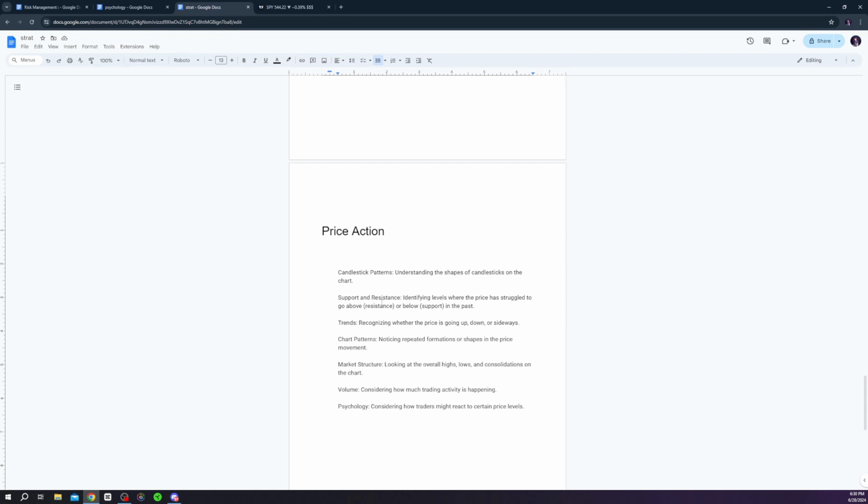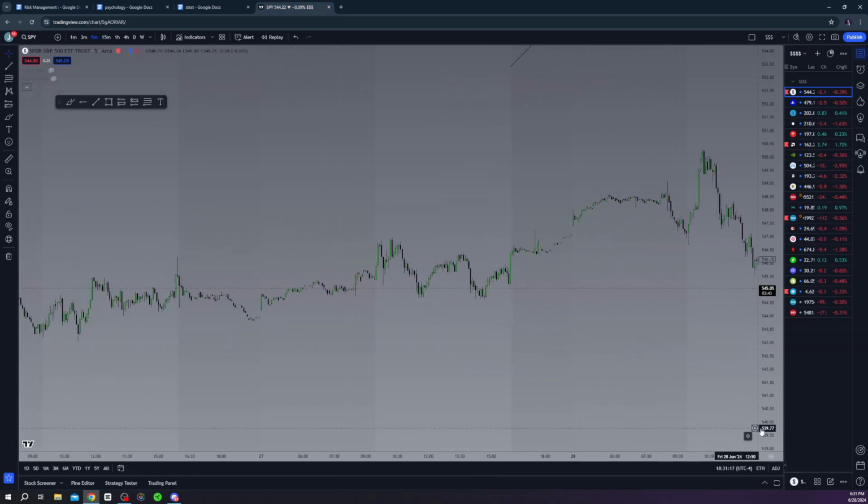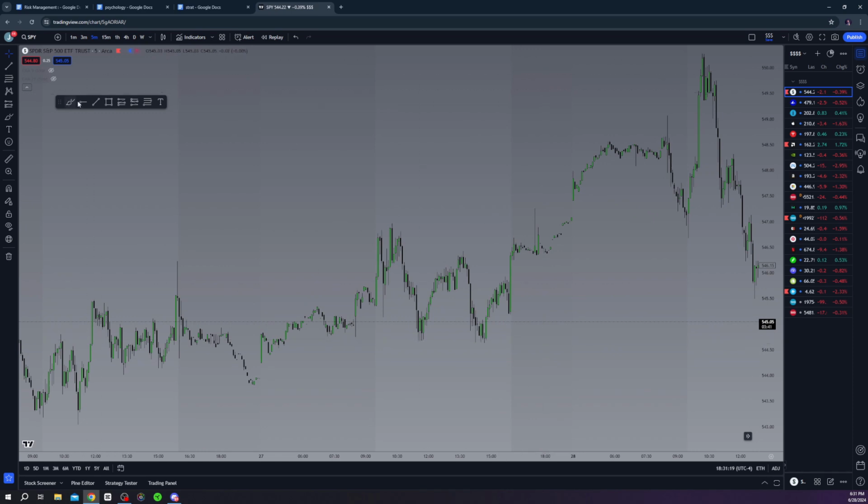So, trends, we got that. You guys got support and resistance, and you know candlesticks. Now, it's literally just price action. It's price action and chart patterns. Noticing repeated formations and shapes in price action movement. So, let's see basically this right here. We can call this a double bottom. I like to call it this.